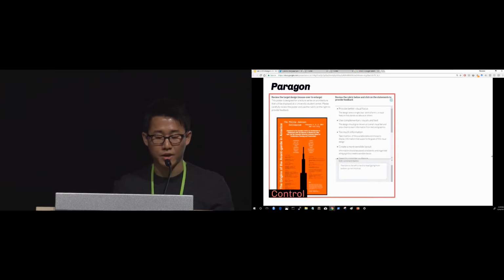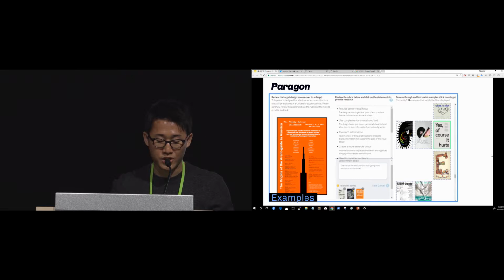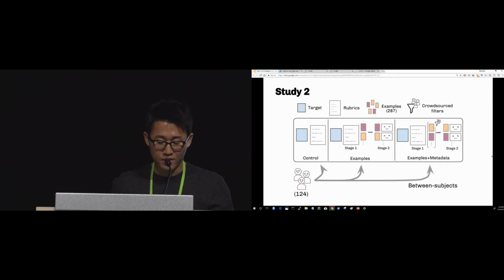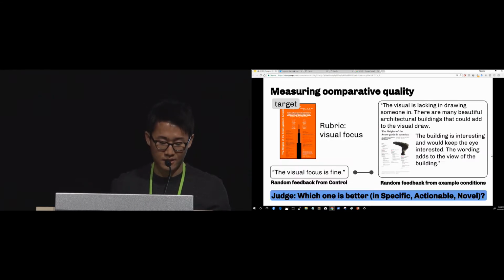So we use subsets of this interface to form 3 experiment conditions. In control, only the target design and the expert-created rubrics were provided. In the examples condition, a gallery was also provided. Finally, in the examples plus metadata condition, 7 dimensions of crowdsourced design filters were also provided. Study 2 used a between-subject setting where 124 online participants were randomly assigned to one of the 3 conditions. The cross-source design filters were in 7 dimensions, including surface features like primary colors of the design and deeper features like the effectiveness of visual layout.